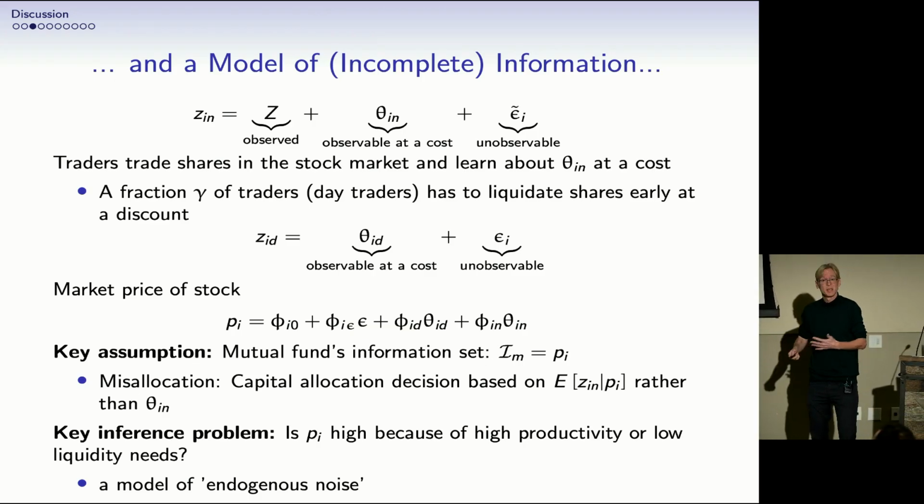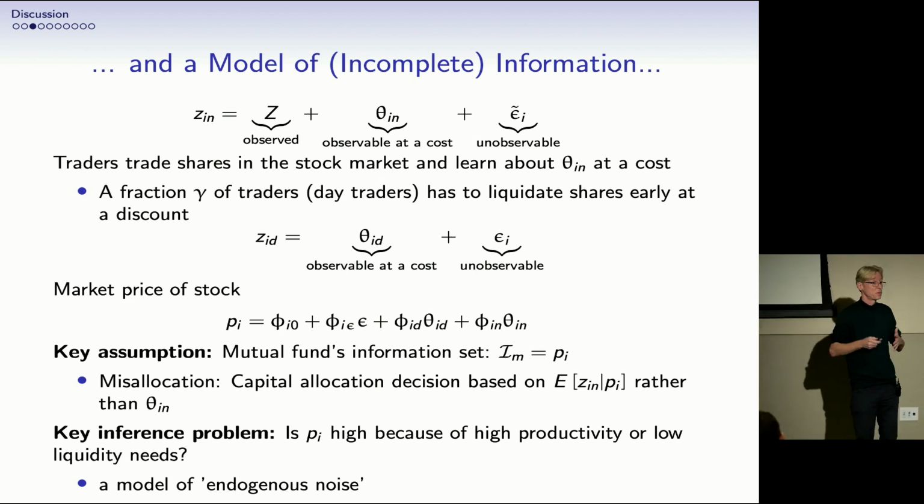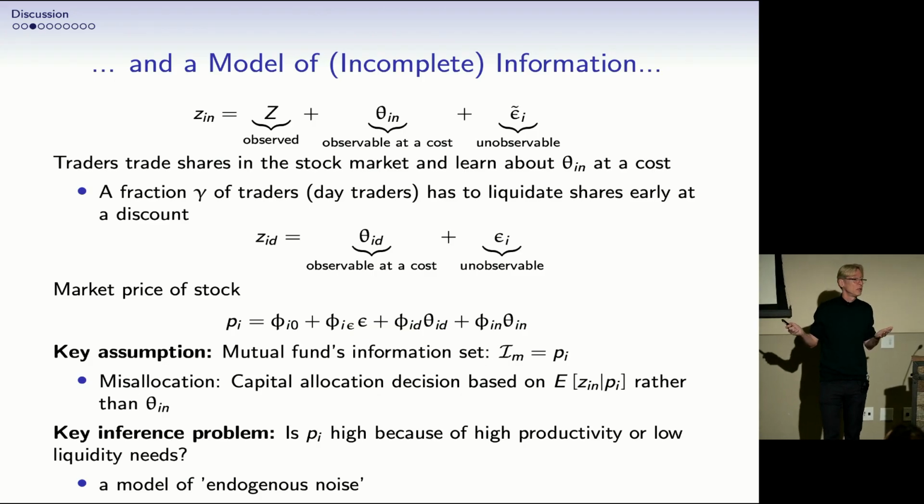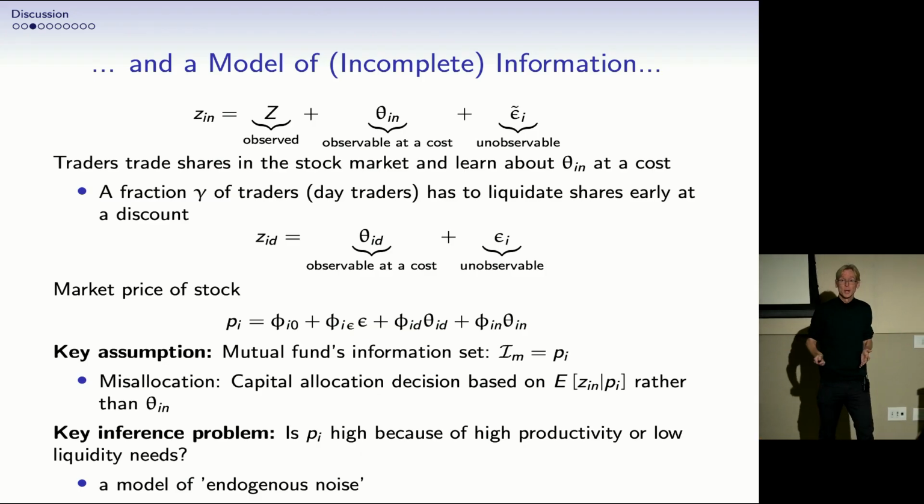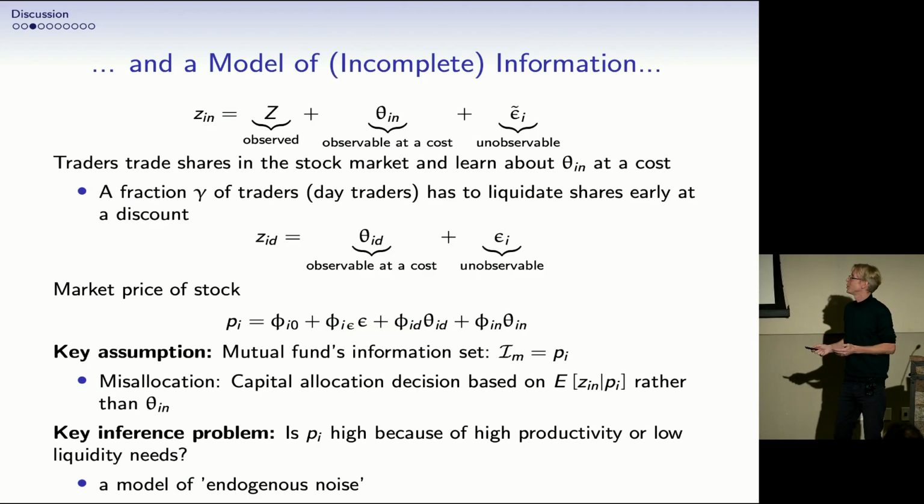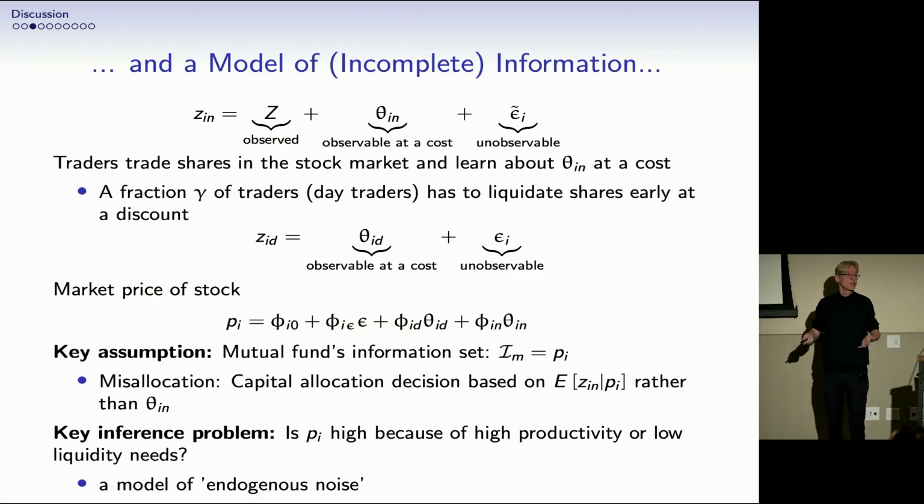So that gives rise to a key inference problem. Now, is a stock price going to be high because the company is productive or because there are low liquidity needs? Or in other words, is a stock price going to be low because the company is unproductive or because investors just dumped a ton of their shares on the market? So that's a key inference problem. So in some sense, that's a model of endogenous noise.